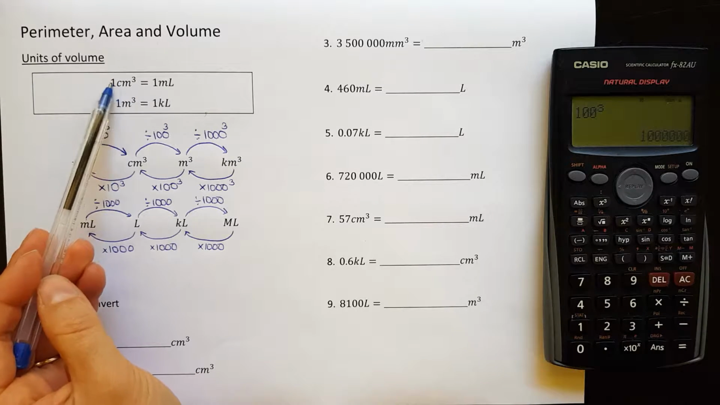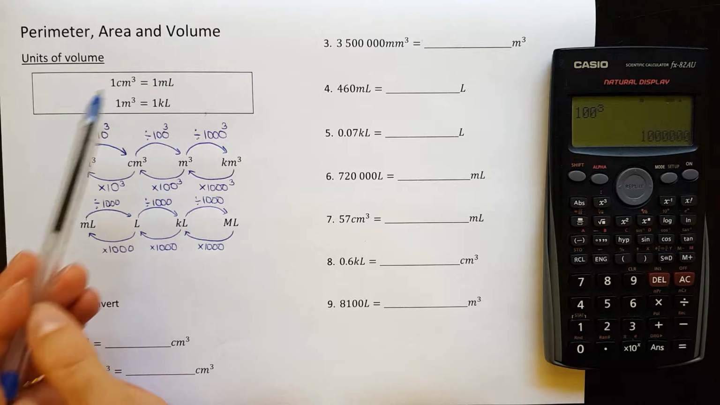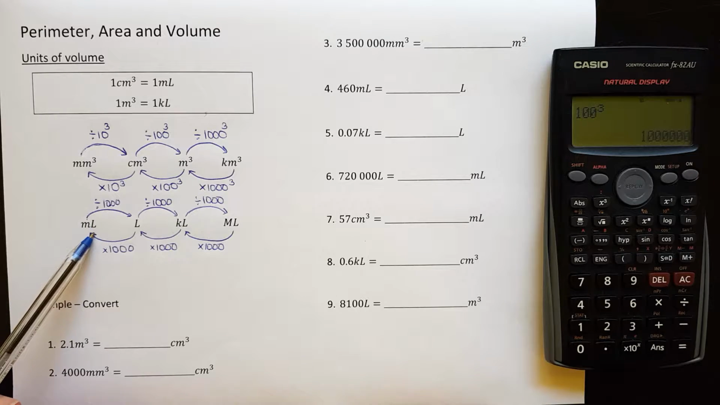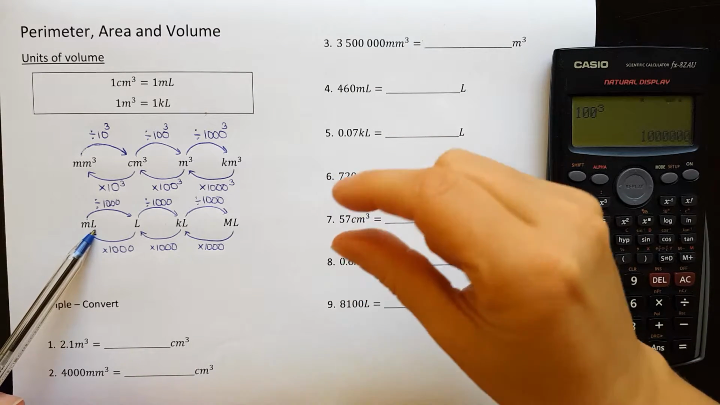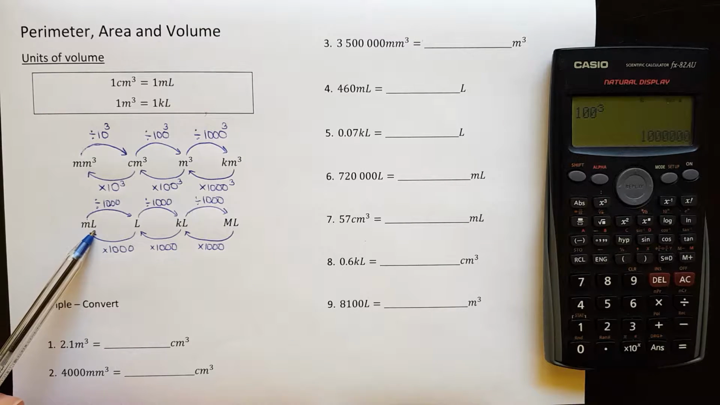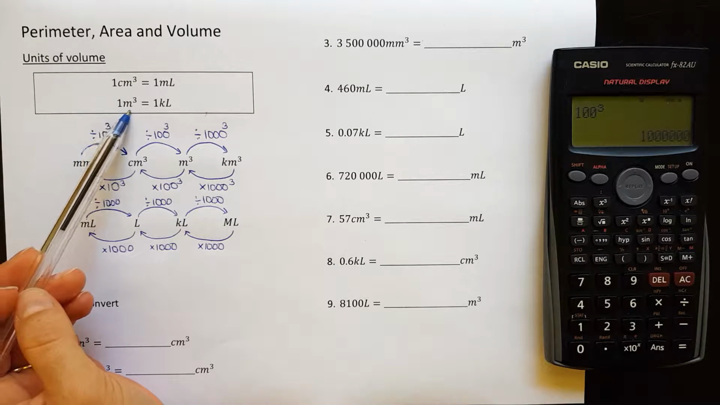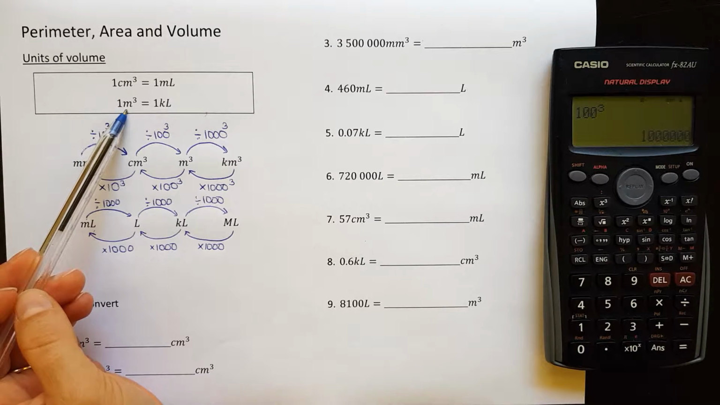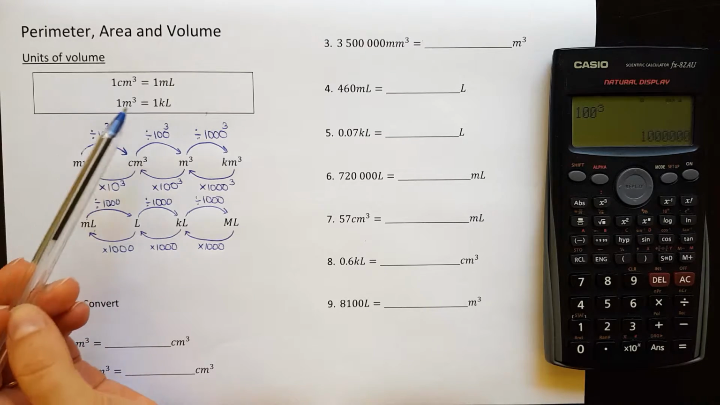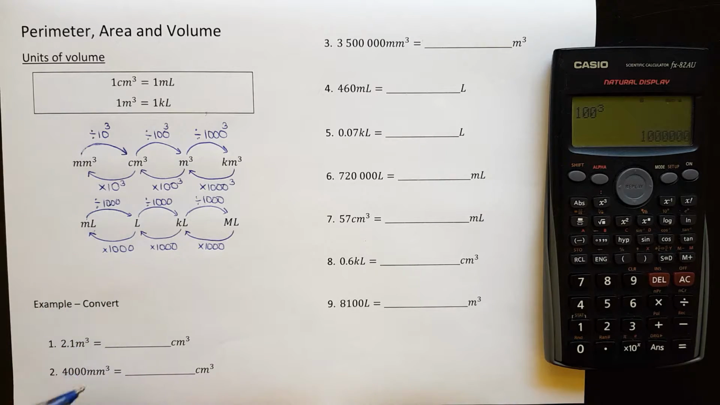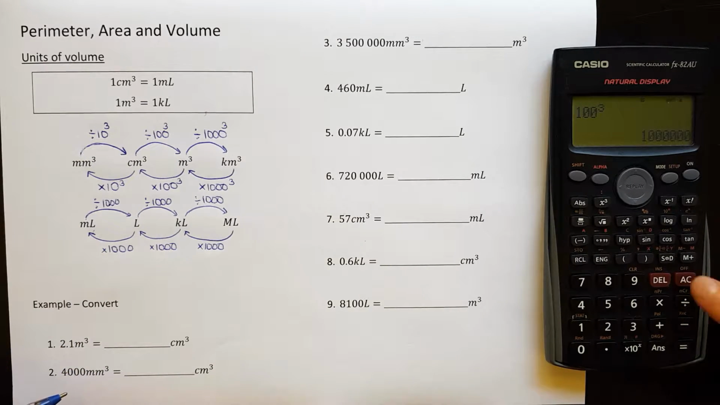1 centimeter cubed is exactly the same as 1 milliliter. So if you have something in centimeters cubed, that's exactly the same as a milliliter. And if you think about a centimeter cube, one of those tiny little cube blocks, you can't fit very much water in one of those. It's only 1 milliliter. 1 meter cubed, however, try and picture that, a meter ruler, wide, deep, and high. So that actually holds quite a lot of water if you were to fill it up. It holds 1 kiloliter.